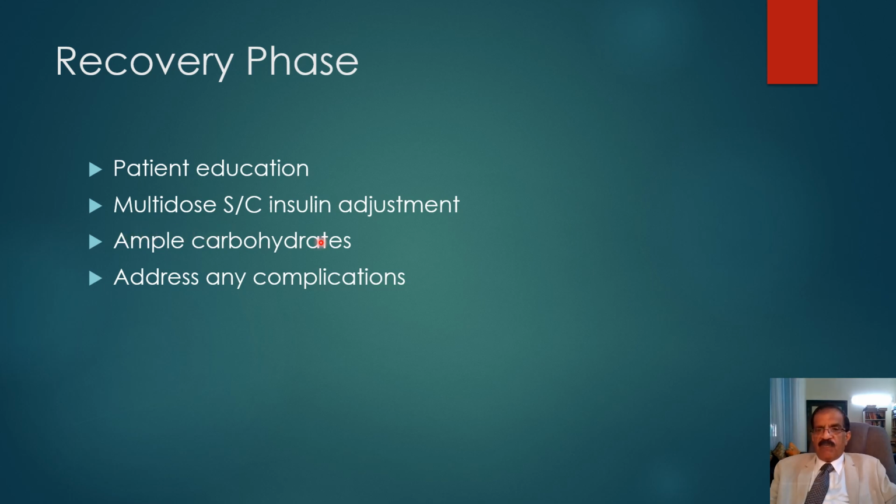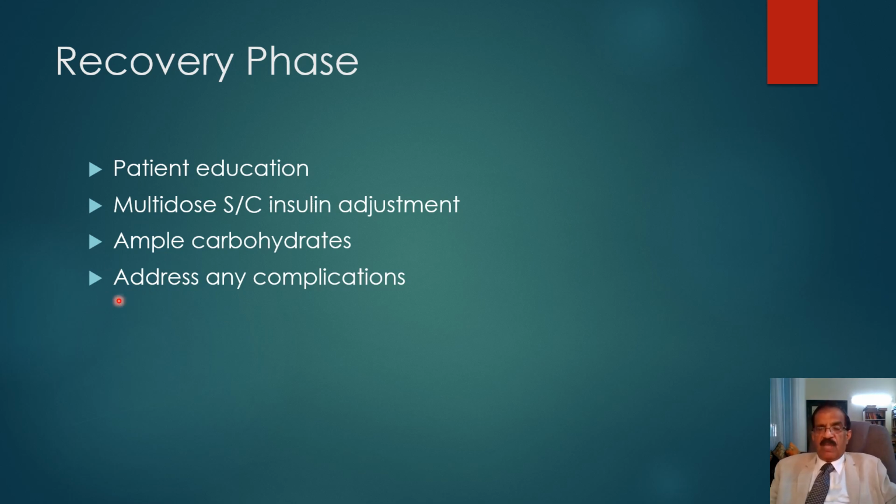Multi-dose insulin is given. I have it already covered in a separate lecture, but typically in type 1 we give basal bolus. Most patients with type 1 diabetes would require a short acting or rapid acting insulin with every meal and one basal at night, and we have to make adjustments to bring his fasting and postprandial sugar to the normal level, and then give ample carbohydrates for at least a few days to replenish his carbohydrate deficiency, and then address any complication.